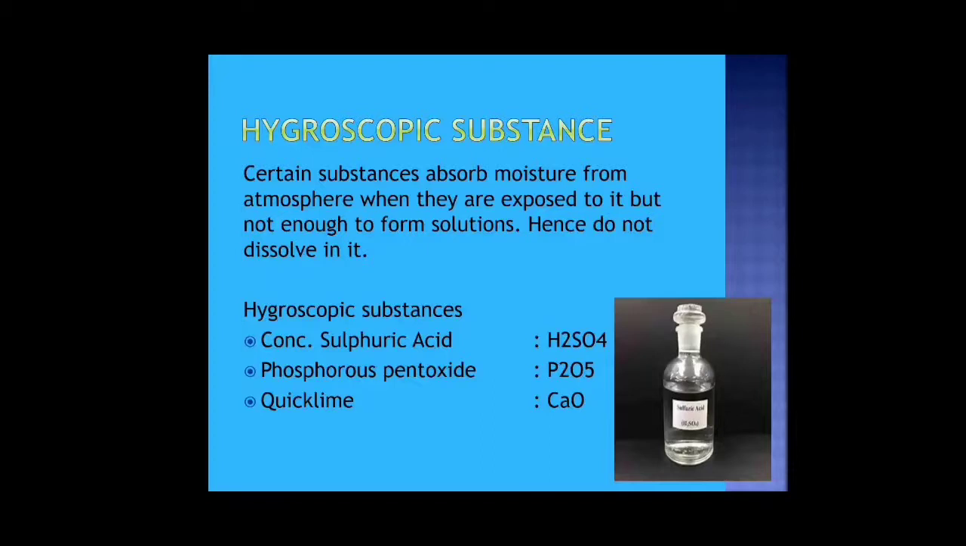So such substances are called hygroscopic substances, and the phenomenon is called hygroscopy. Let's see what are the examples of hygroscopic substances: concentrated sulfuric acid, phosphorus pentaoxide, and quicklime. So these are hygroscopic substances. What they can do is absorb moisture, but they are not going to dissolve in it. They are not going to form a solution of it.